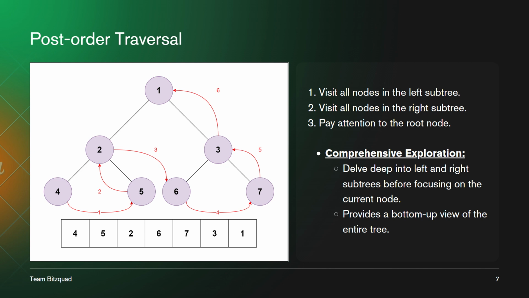Here is how it works. You start by visiting all the nodes in the left subtree. Then, you visit all the nodes in the right subtree. Finally, you pay attention to the root node. So, in this approach, you first delve deep into the left and right subtrees, and only when you have finished that exploration, you focus on the current node. This method helps you get a comprehensive view of the entire tree from the bottom up.